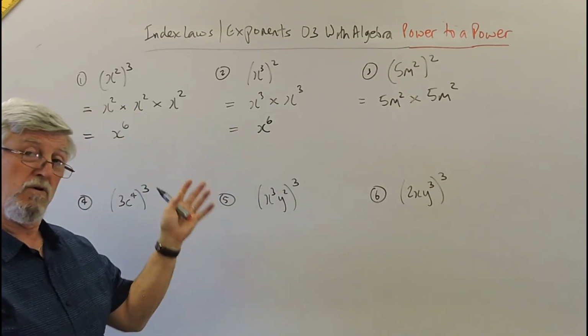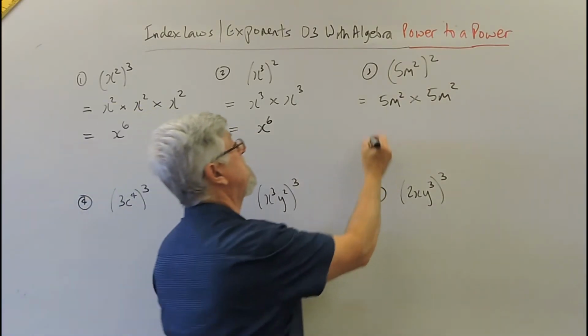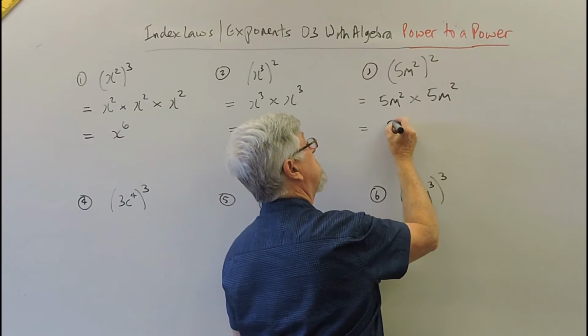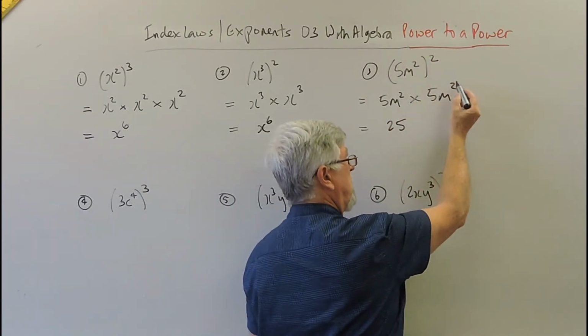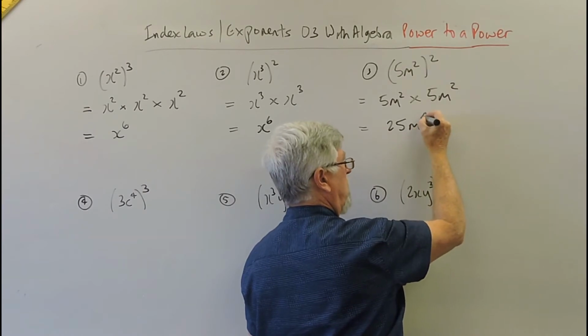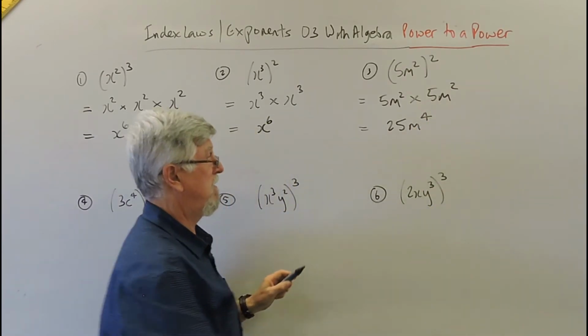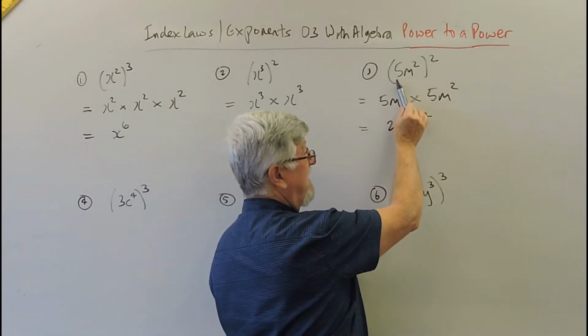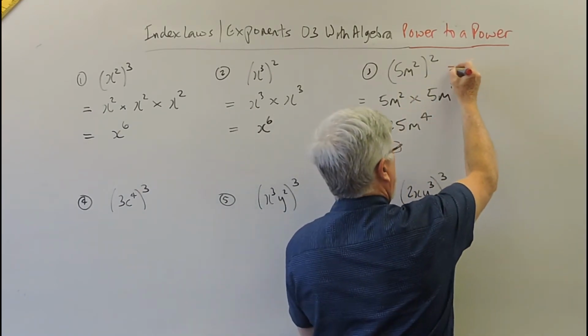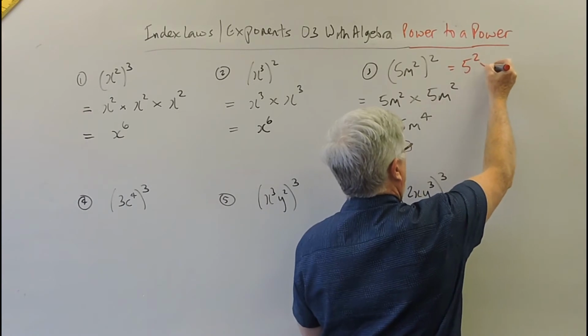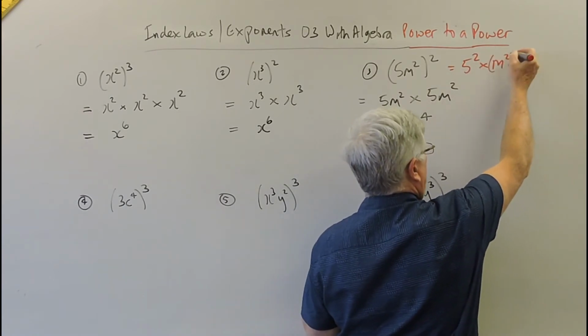If you go back to the first video, we just talked about multiplication. The 5 times the 5 is the 25. And then you look at these powers, and the 2 plus the 2 is 4. Let's have a look at what's going on there. So that 5 is actually a 5 squared. I could write this separately as a 5 squared times an m squared squared.